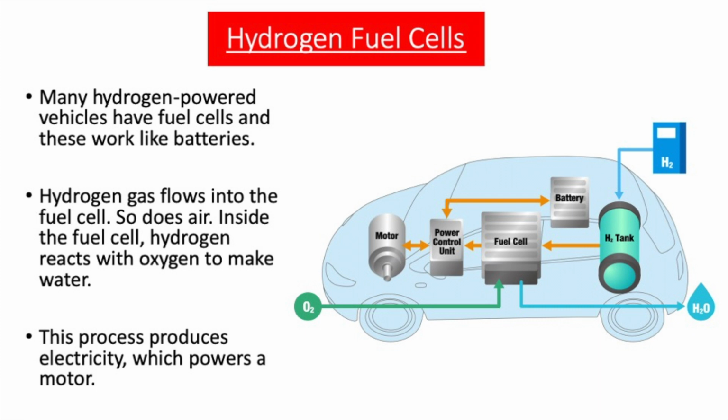Now, the following slide shows how hydrogen fuel cells work. Many hydrogen-powered vehicles have fuel cells, and these work a little bit like batteries because the hydrogen gas flows into the fuel cell, so does air, and inside the fuel cell, the hydrogen reacts with oxygen to make water. This process produces the electricity, which powers a motor, which drives the car. Notice that out of the exhaust comes water vapor, and that's the only product from this process.